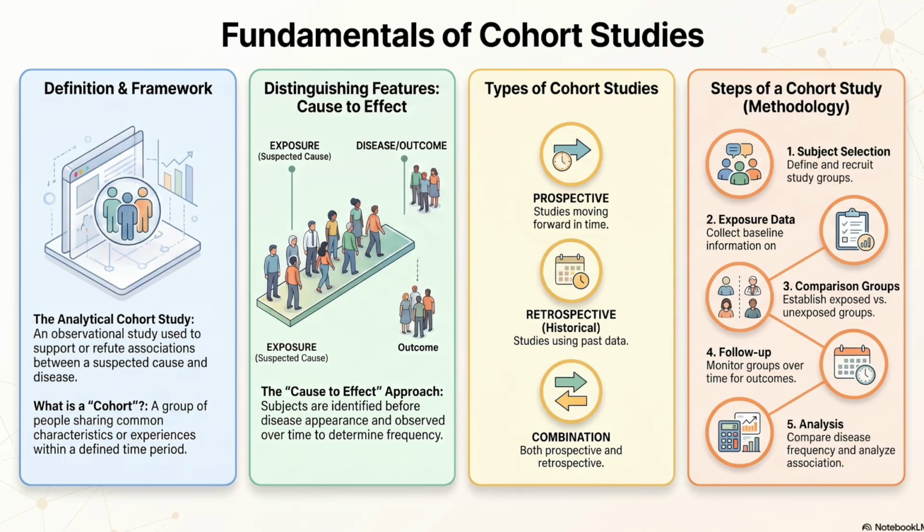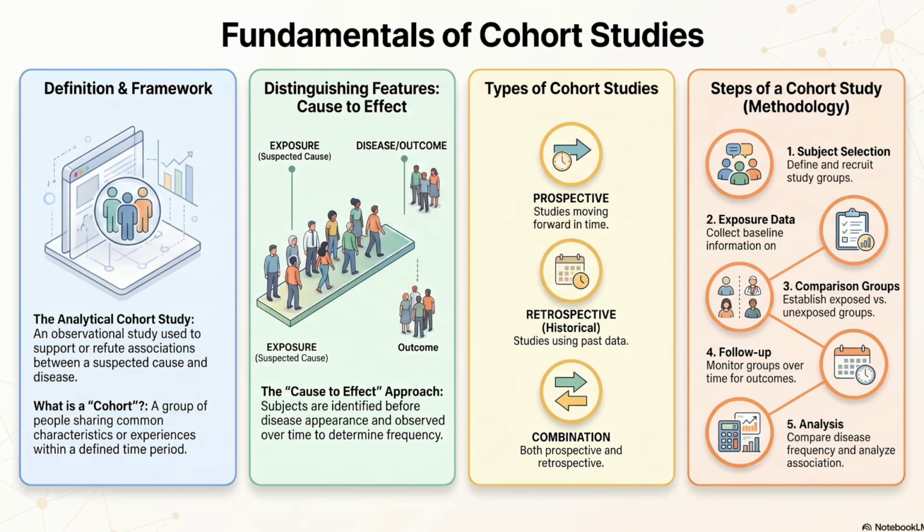Cohort studies can be classified into three main types. The first is the prospective cohort study. In a prospective study, researchers recruit participants in the present, determine their exposure status, and follow them into the future. For example, researchers may enroll adults who either smoke or do not smoke today and observe them for the next 20 years to determine who develops chronic obstructive pulmonary disease or lung cancer.